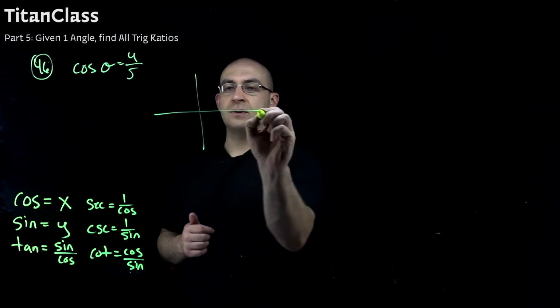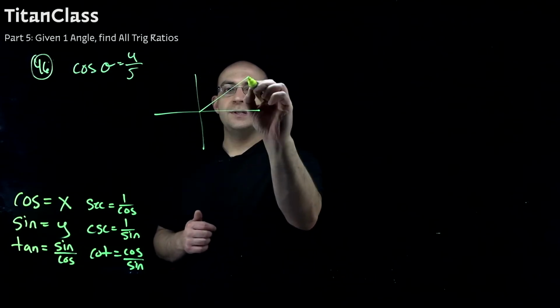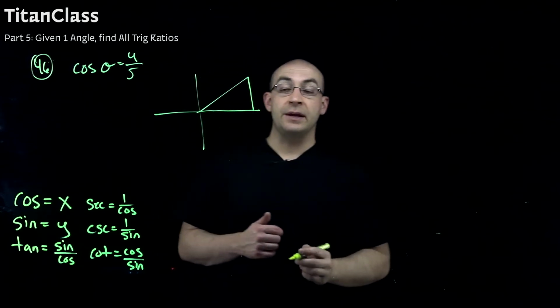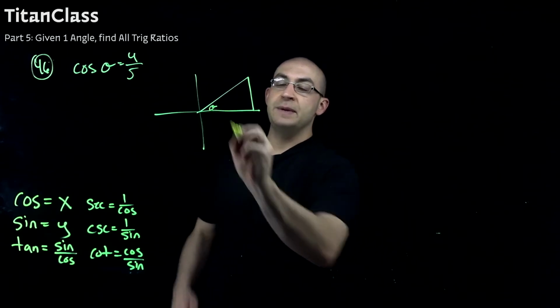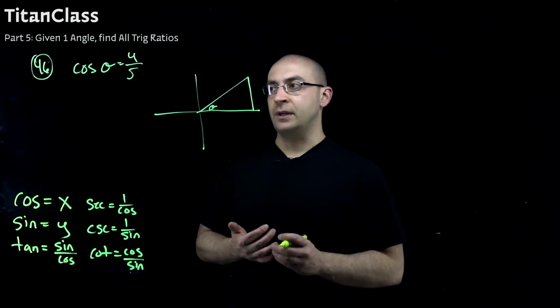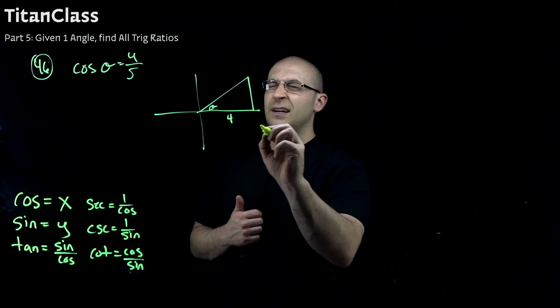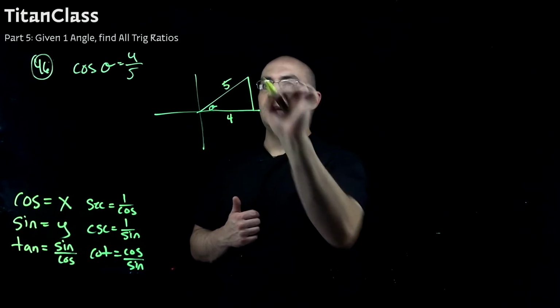So here's my unit circle, or here's the coordinates. This is what the triangle looks like. You want to draw a triangle, it'll make your life a lot easier, right? Theta will always be closest to the center of that coordinate plane. So cosine, remember, is adjacent over hypotenuse. So the adjacent side is 4, and the hypotenuse is 5.